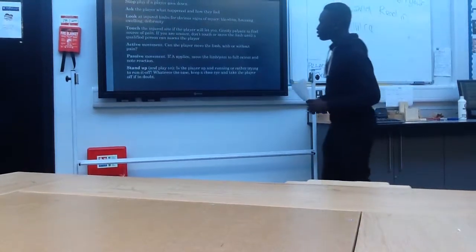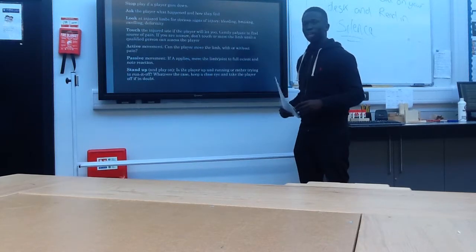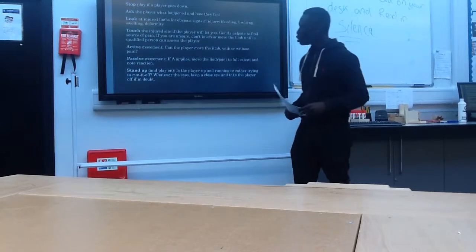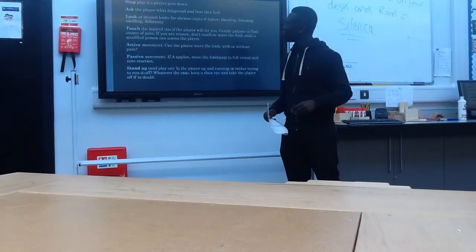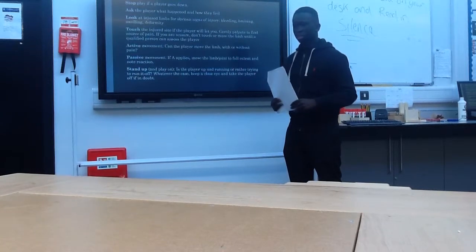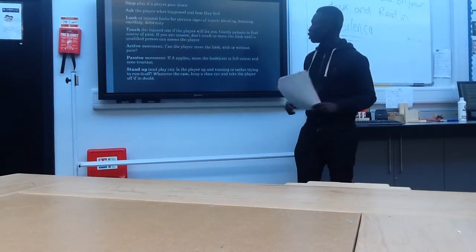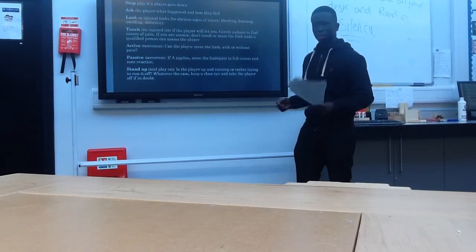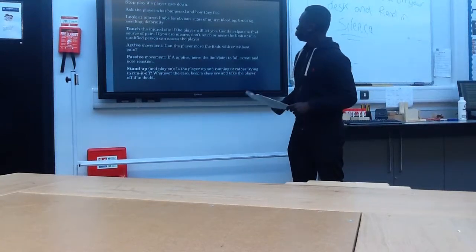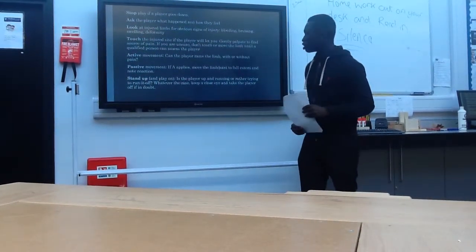SALTAPS. Stopping if a player goes down is what you should do first of all to assess the injury. A, ask the player what has happened and how they may feel. L, look at the injured limbs for obvious signs of injury. Sometimes it may not be obvious, but you're going to have to look. Bleeding, bruising, swelling and deformity can be spotted when looking.